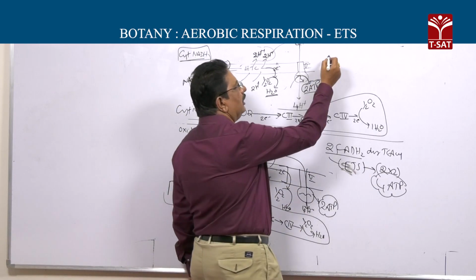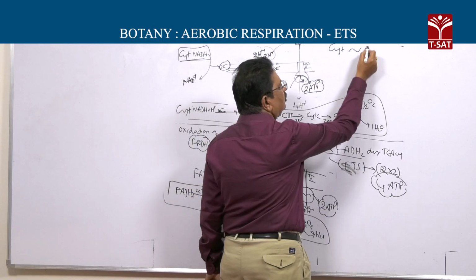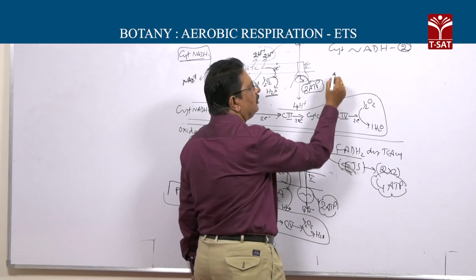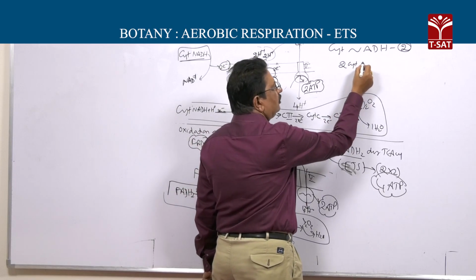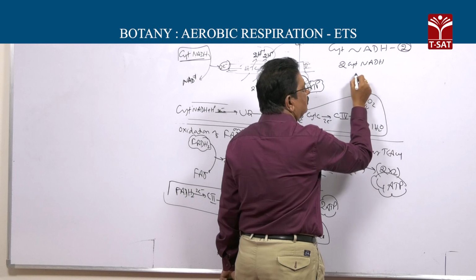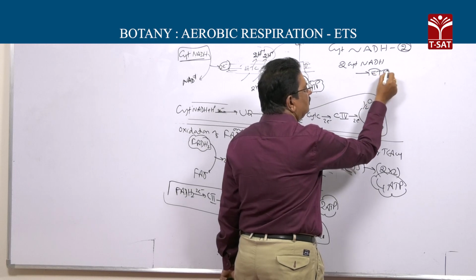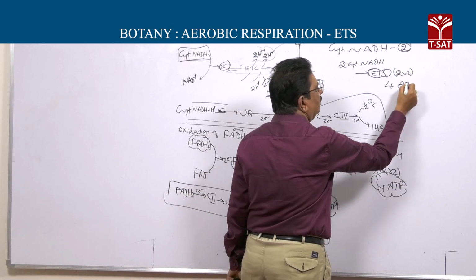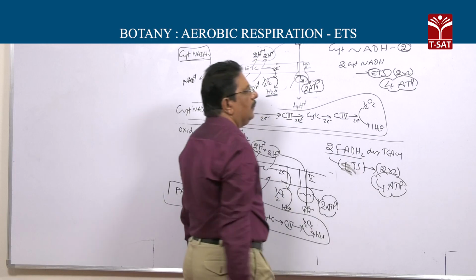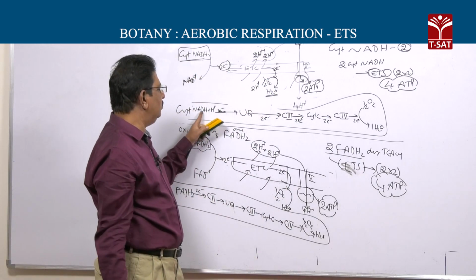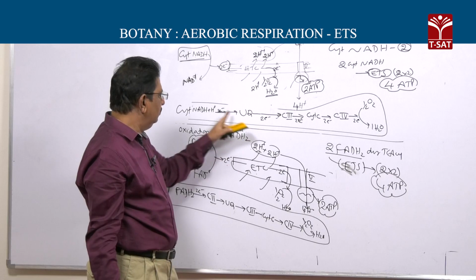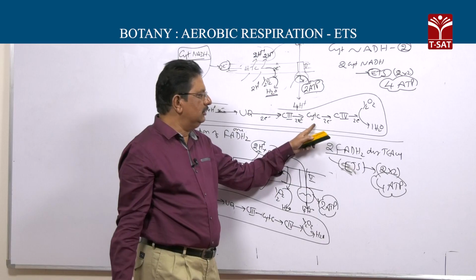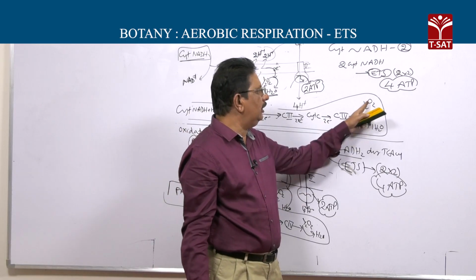So, how many cytosol NADHs are formed during aerobic respiration? Generally 2. So, oxidation of 2 cytosol NADHs through ETS forms 2 into 2, 4 ATP. And the correct sequence of cytosol NADH oxidation is from cytosol NADH to ubiquinone, complex 3, cytochrome C, complex 4 and oxygen.